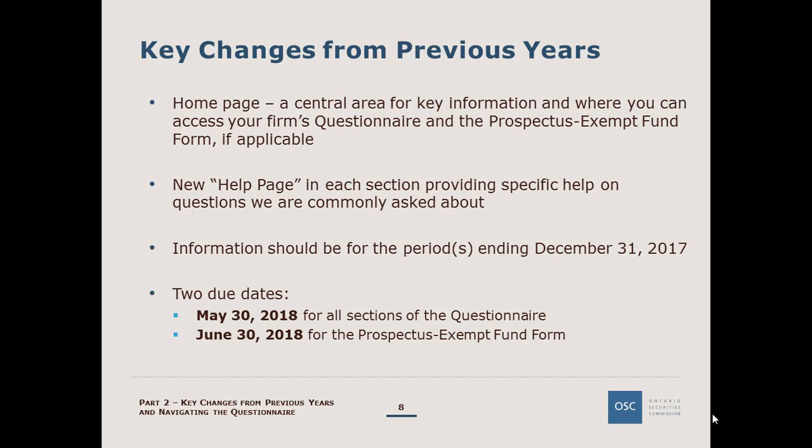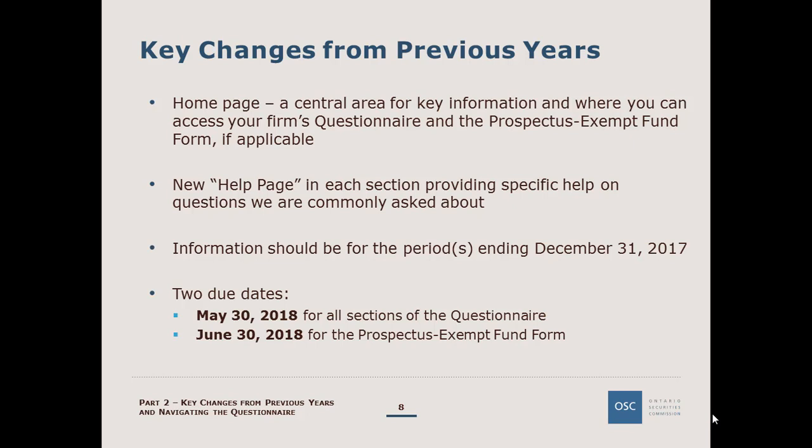We have also standardized the information collection period for the questionnaire and also for the Prospectus-Exempt fund form. We are asking for information as of December 31st, 2017 for all questions. There is only one exception, which is the first question in the general section, where you can provide your total revenues and specify Ontario revenue based on your fiscal year end. We just want to make it easier for you to compile the information so you don't have to do any recalculations.